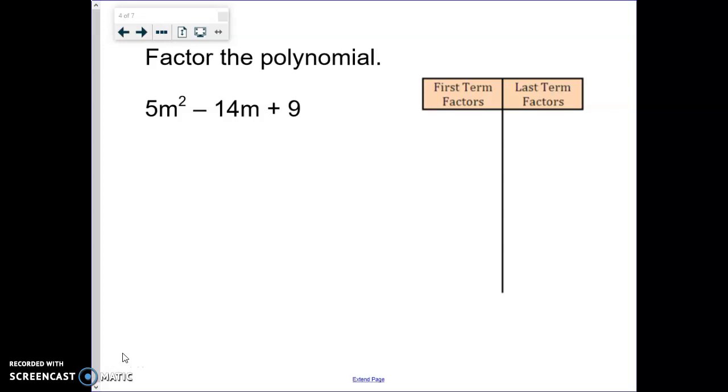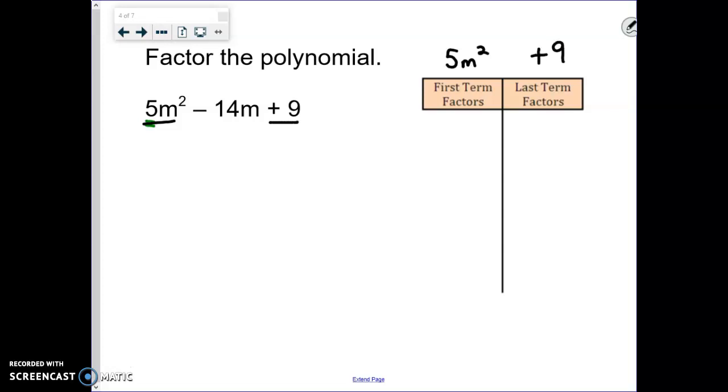All right, ladies and gentlemen, let's take a look at an example here. Now, what's different about this one from the last time we talked about factoring trinomials is we have a 5 here now. And that does affect how we choose our factors. As we said before, the first term factors give us 5m squared. The last ones are going to give us a positive 9.